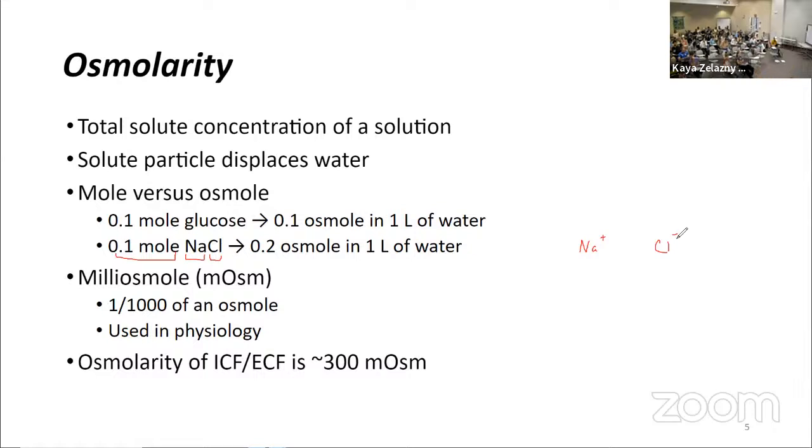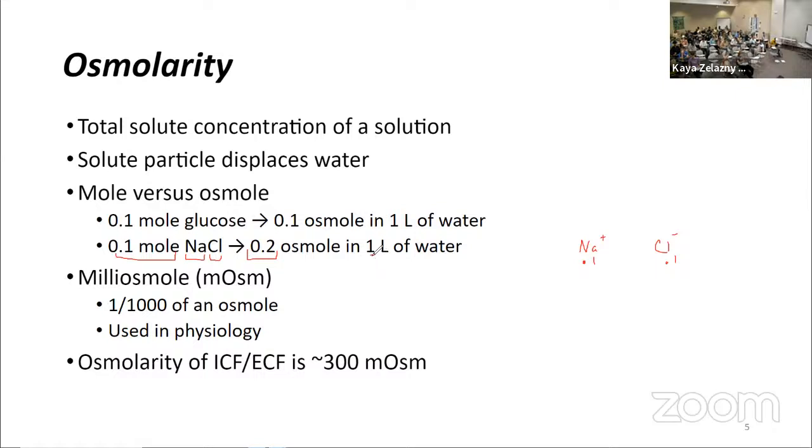Okay? So this means that if we're looking at an ionically bound compound like this, we're going to multiply the effect, basically. From that original sodium chloride, you have 0.1 moles of sodium chloride, which means you had 0.1 moles of sodium and 0.1 moles of chloride. So when we look at the solution with respect to water after they dissociate, you've got to add those together. So now instead we have 0.2 osmoles in a liter of water.